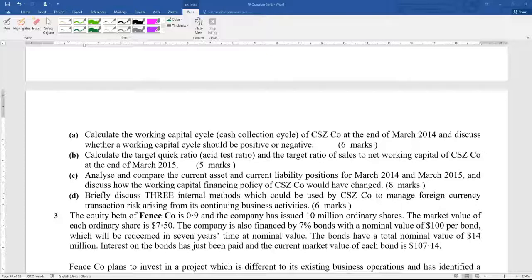Does it mean they're doing poorly? Does it mean that they are mismanaging working capital? Not necessarily. It's because of the nature of their business operation that they will necessarily have a negative cycle.